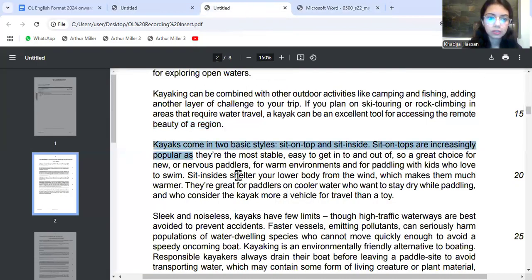All right, so we can assume now that this is going to be from paragraph 5. Kayaks come in 2 basic styles, sit on top and sit inside. Sit on tops are increasingly popular as they're the most stable, easy to get in and out of, so a great choice for new or nervous paddlers, for warm environments, and for paddling with kids who love to swim. Sit inside shelter your lower body from the wind, which makes them much warmer. They're great for paddlers in cooler water who want to stay dry while paddling. Kayak more a vehicle for travel than a toy.